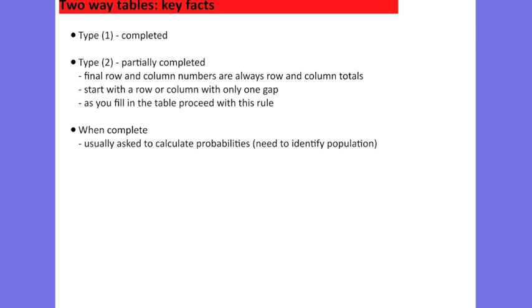Once your table is complete, or if you've been presented with a completed two-way table, you will then be asked to calculate probabilities using the information in the table. The key part here is to be able to identify what the population is, because this will affect what the denominator is, what you are dividing by. Let's take a look at an example.